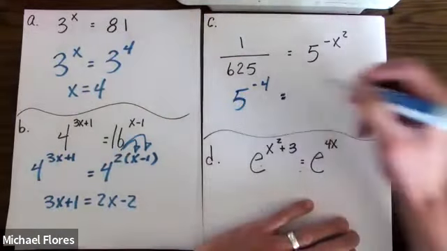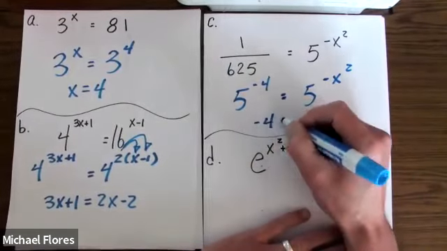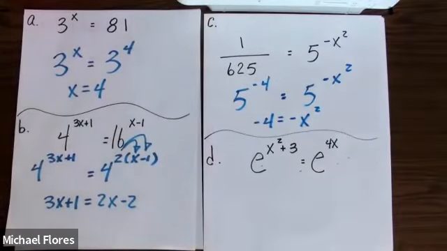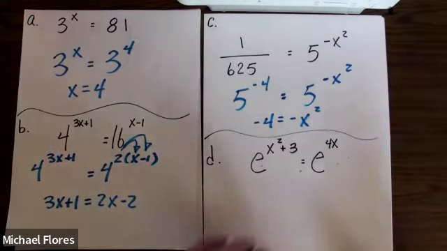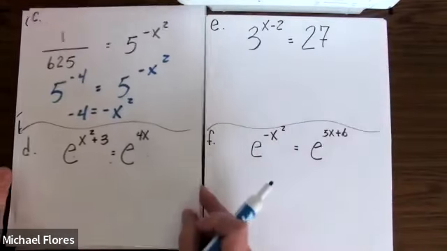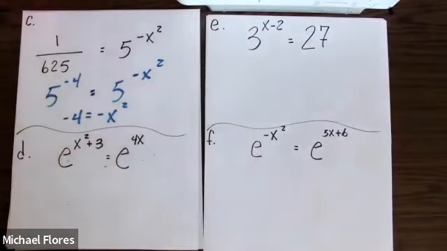Now that we have the exact same bases, just set the exponents equal to one another and solve. Which, once again, we're not going to do. This is primarily what we were doing last class. I'm just showing you how to get to the point where you would begin solving.